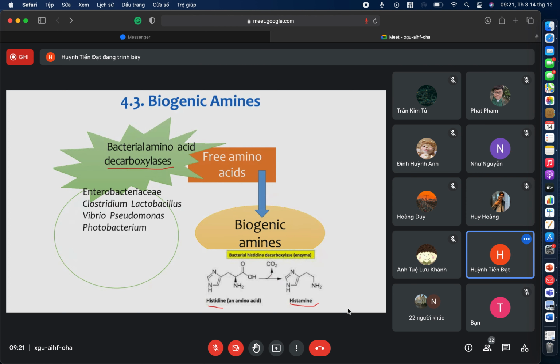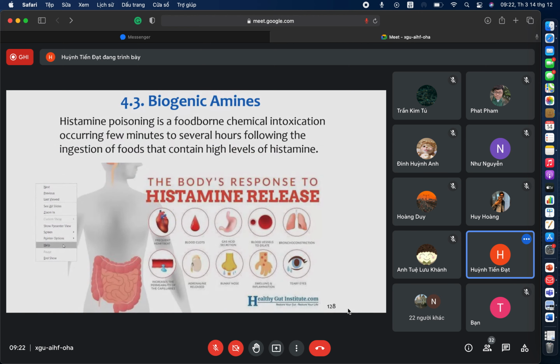Have you ever heard about that? Histamine. What problem does it cause? If histamine is available in your food, what problem does it cause? After eating, do you feel comfortable or not comfortable? Have you ever heard about allergy? Yes, teacher. Yes. So histamine is mostly involved in allergy.